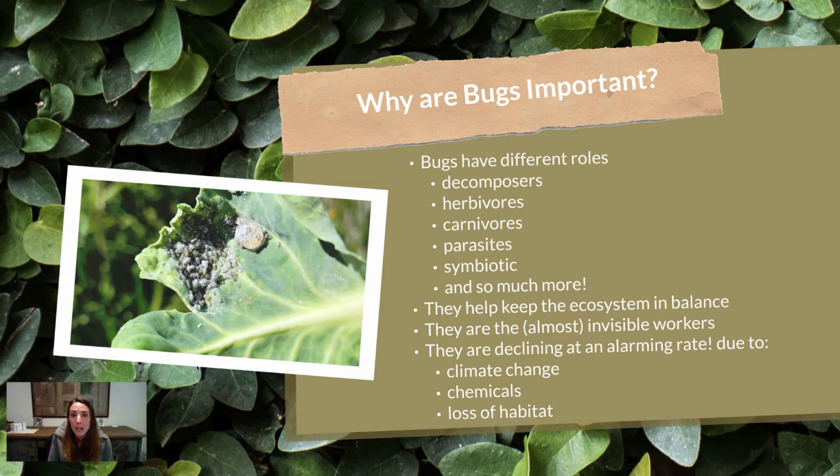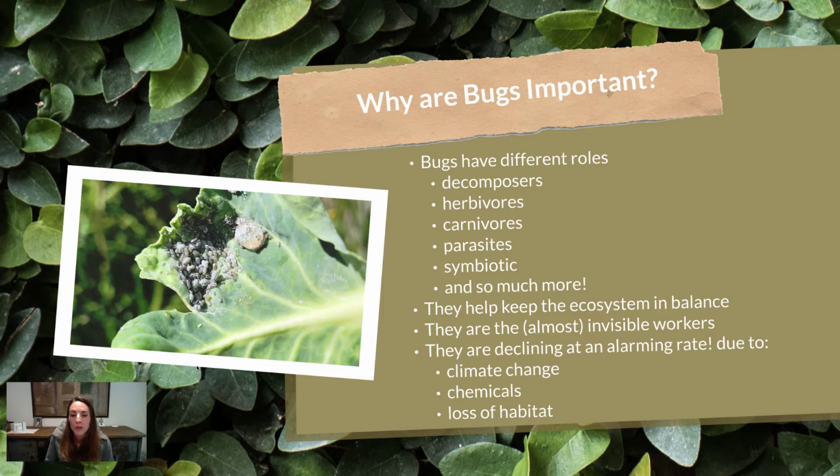But some have a symbiotic relationship, like the bee and the flower. The flower gives the bee nectar and pollen to survive, and the bee pollinates the flower so the flower can reproduce. So that's a symbiotic relationship. Both plant and bee benefit from each other, and so much more. So they play so many different roles in the ecosystem. They help keep the ecosystem in balance. Without certain insects, other insects would take over and destroy a forest.